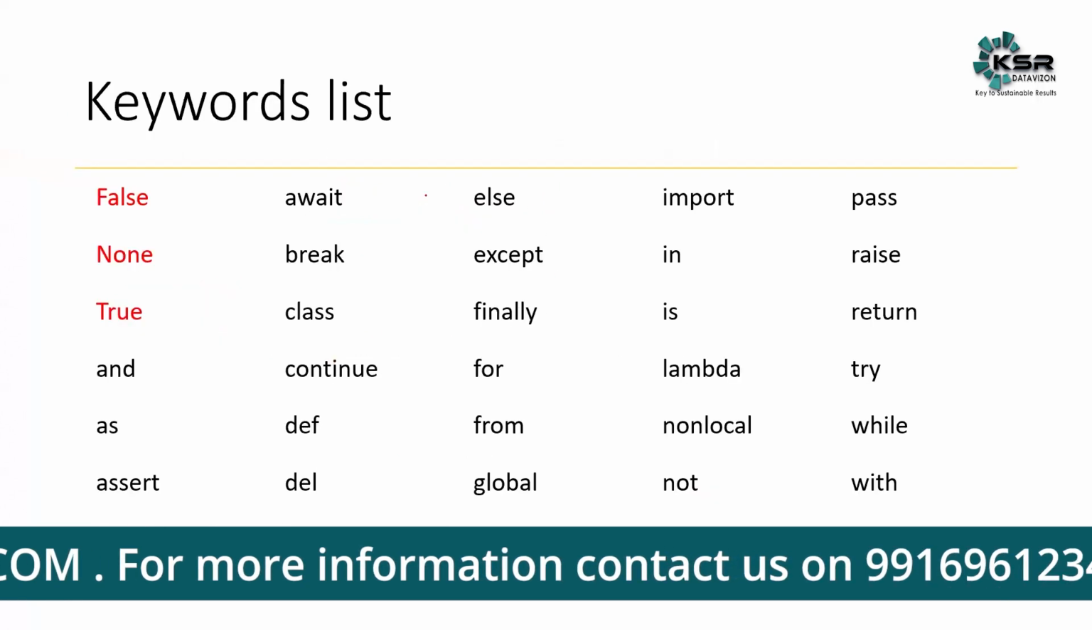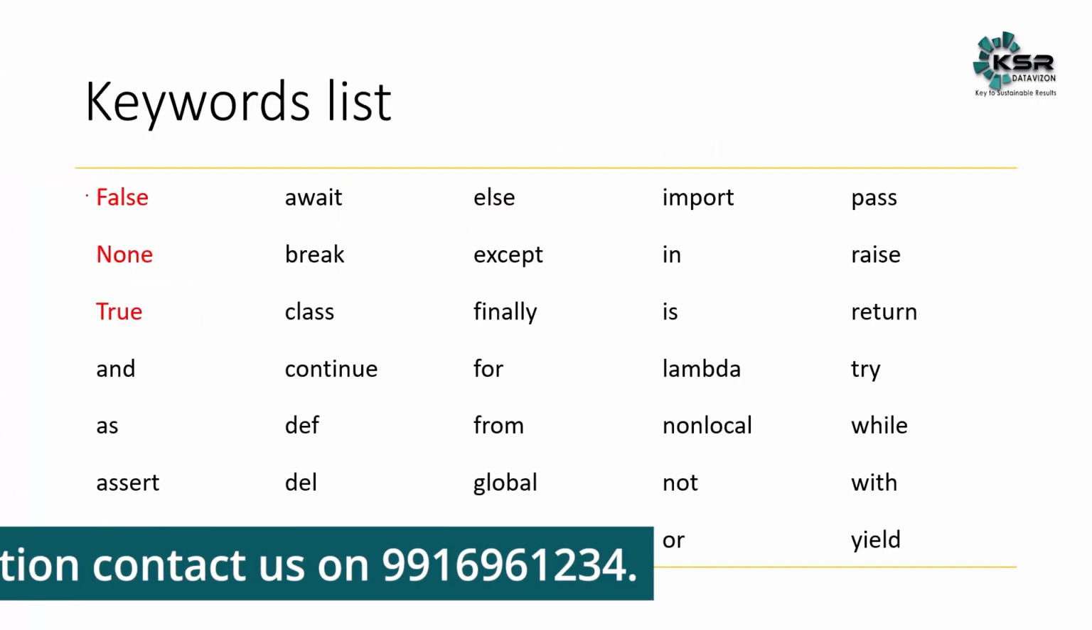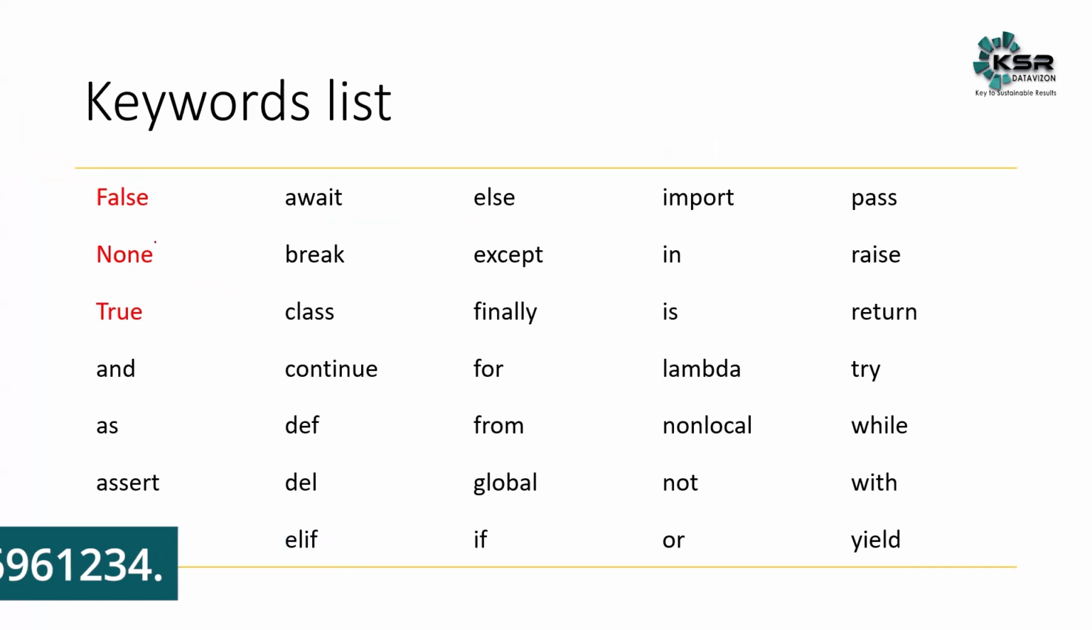So, there are 35 keywords in that. The ones highlighted in red color start with capital letters. All the rest of the keywords start with lowercase letters only. And assert, async, like all of this.